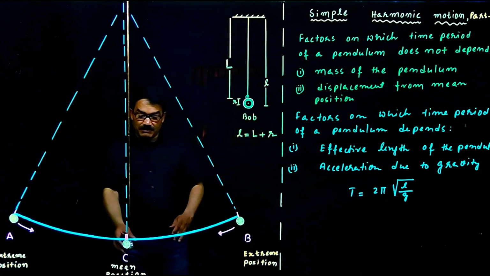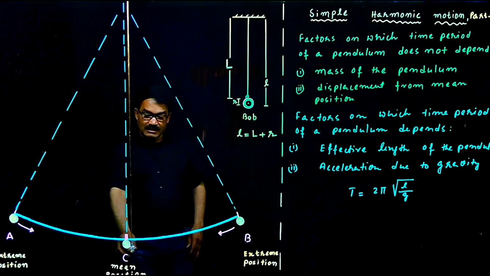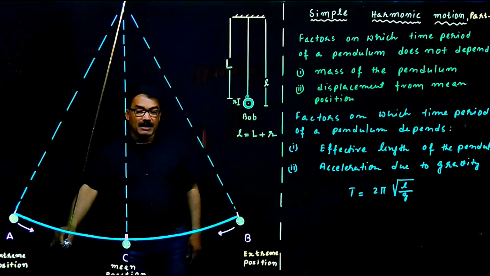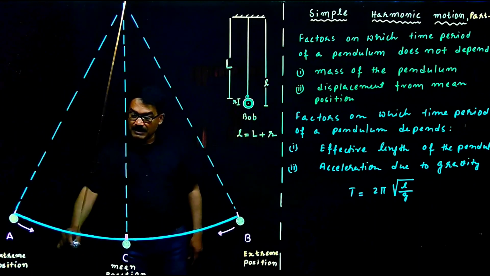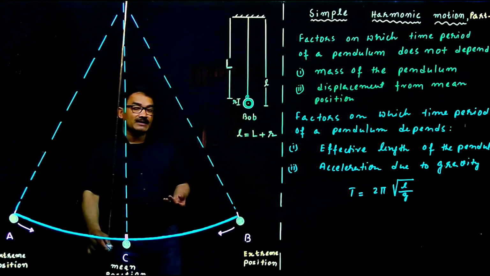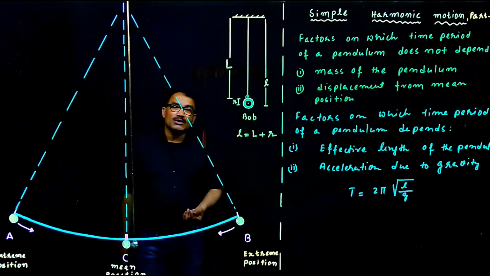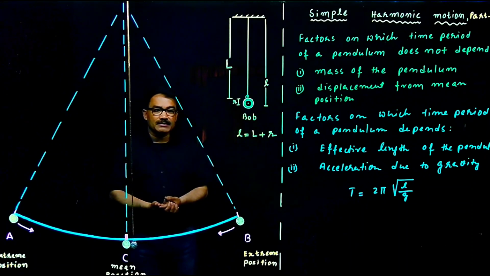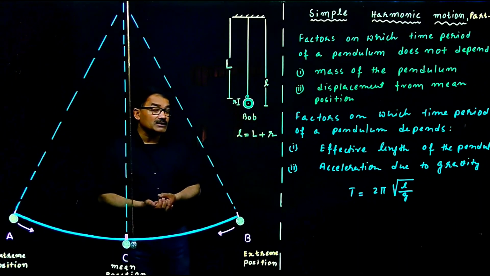Displacement from mean position means now the pendulum is resting at its mean position. So if I displace it by some amount, maybe small, maybe large, is it going to affect the time period? So actually what happened, this was first time observed by Galileo. So that time there was no clock, no watch.